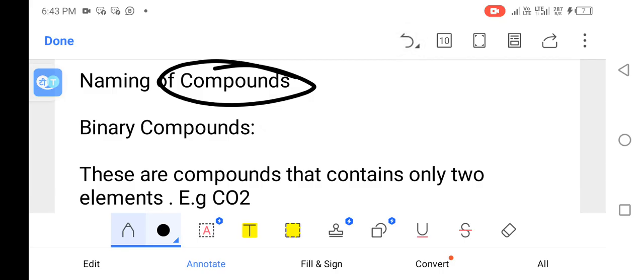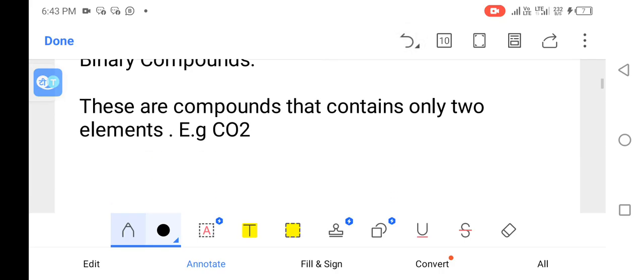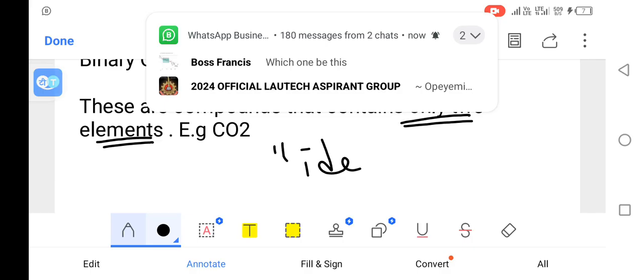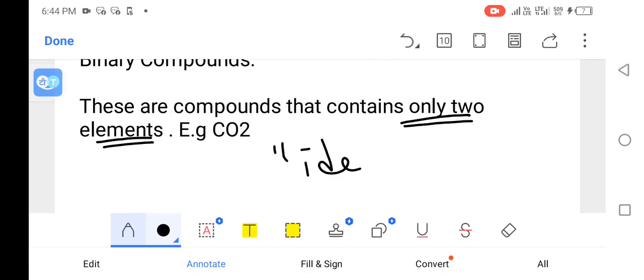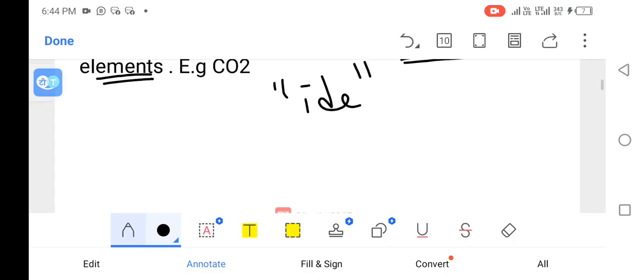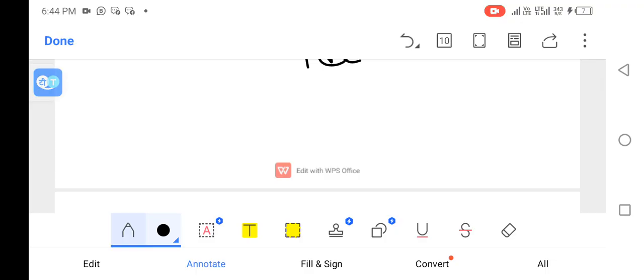Now, what are binary compounds? Binary compounds are compounds that contain only two elements. Take note of my statement, only two elements. And number two, they must end with the suffix IDE. They must end with what? IDE. Carbon 4 oxide, sulfide, etc.